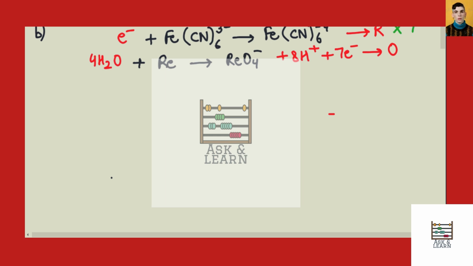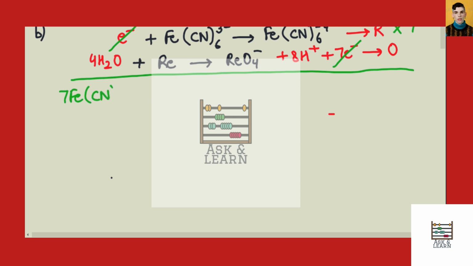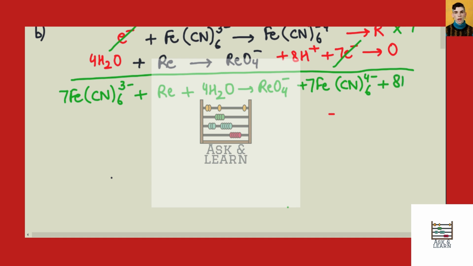Now to add the reactions, we multiply the reduction reaction by 7 to cancel out the number of electrons. We are left with 7Fe(CN)6 3- plus rhenium plus 4 water molecules going to ReO4- plus 7Fe(CN)6 4- and then 8H+.